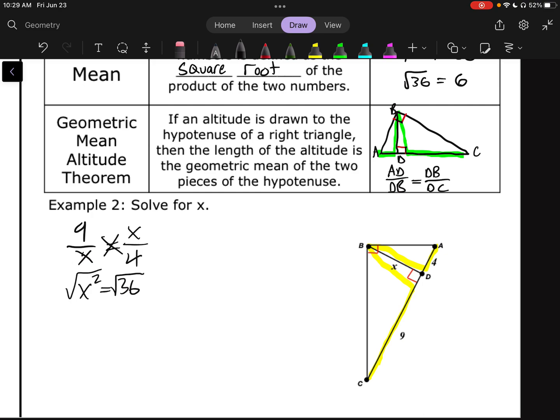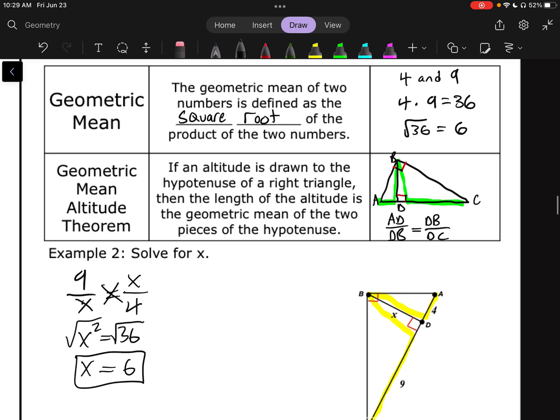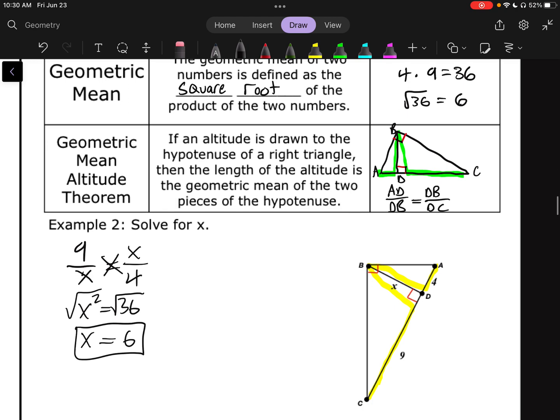Get rid of that x squared. The square root of x squared is x. The square root of 36 is 6. So take a look at what I just did. I multiplied 9 and 4 together, and then I took the square root of it. And if you multiply two numbers together, then take the square root, you are finding the geometric mean, right? So the altitude is the geometric mean of the two pieces of the hypotenuse.